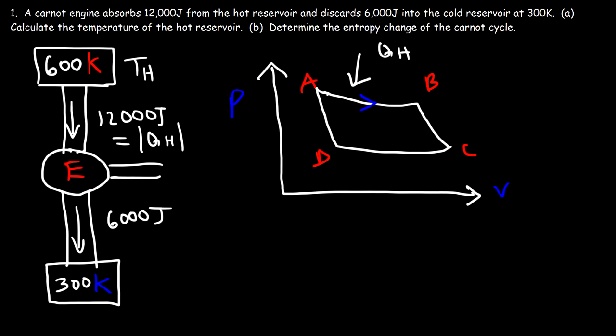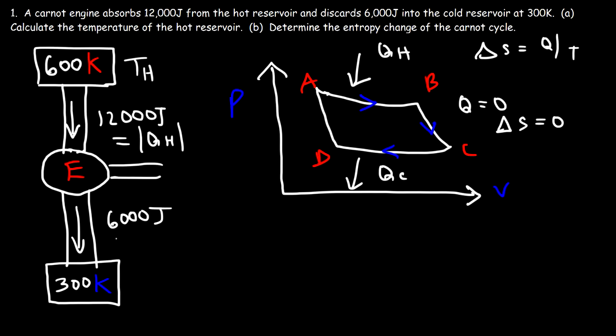Now for the second step, going from B to C, that is an adiabatic expansion. And for an adiabatic expansion, Q is 0. And we know that delta S is Q divided by T. So if Q is 0, delta S is 0. So there is no entropy change for an adiabatic process. So we don't have to worry about going from B to C. Now going from C to D, that's an isothermal compression. And at that point, energy is released from the engine. So that's going to be QC.